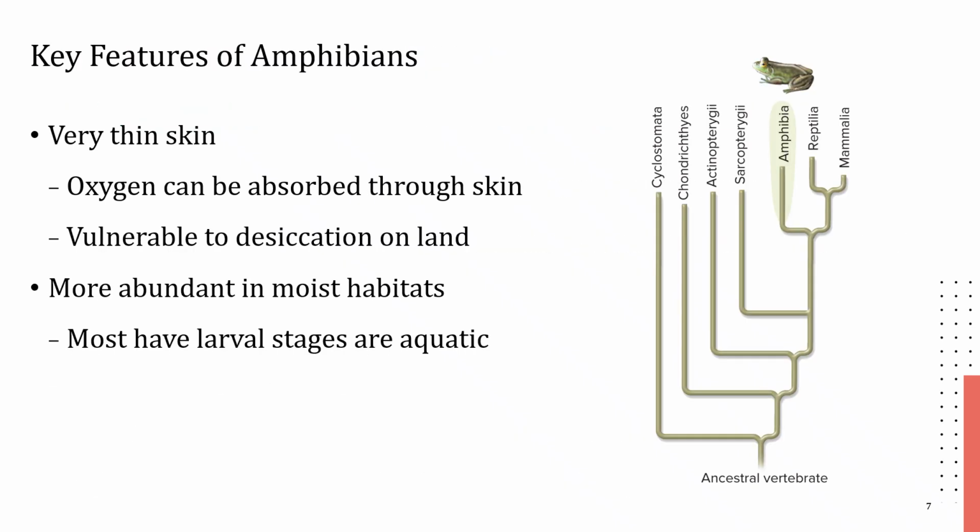But before we move on to our other organismal types, we need to cover a few key features of our amphibians. So amphibians have really thin skin. This is because they can absorb oxygen through their skin, but that thin skin means they're very vulnerable to drying out on land. And so we mostly find amphibians in moist habitats. Remember that they are often tied to water for reproduction anyway, and most amphibians' larval stages are aquatic, and they don't move out of their aquatic environment until their adult form.